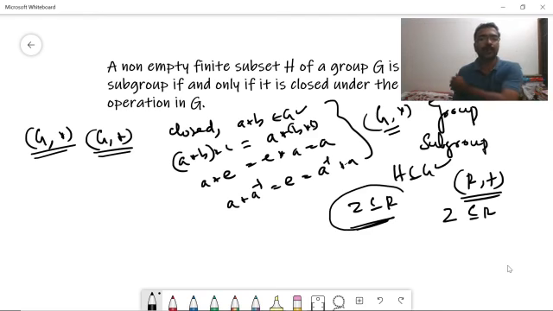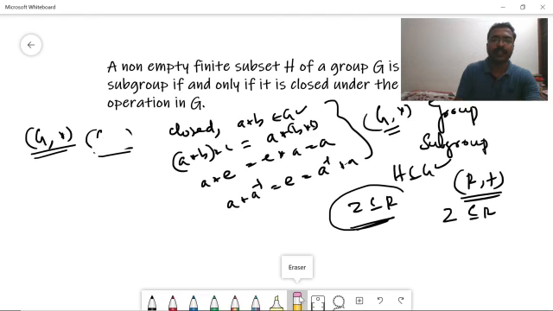Now let us come back to this theorem. This theorem is talking about a way to determine whether a given subset is a subgroup or not. So what is the way? It says that if the subset is finite, it is very easy to determine whether it is a subgroup. It just says that if the operation is closed on this subset, definitely it will be a group.